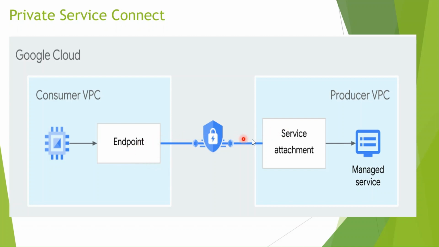So both will create a connection with each other, and then VMs or anything in the consumer VPC can reach your managed service in the producer VPC. They will send the traffic to the endpoint, the endpoint will forward that traffic to the service attachment, and the service attachment will forward the traffic to the managed service. So this is Private Service Connect. You can check out my previous videos, but that video is in Hindi.